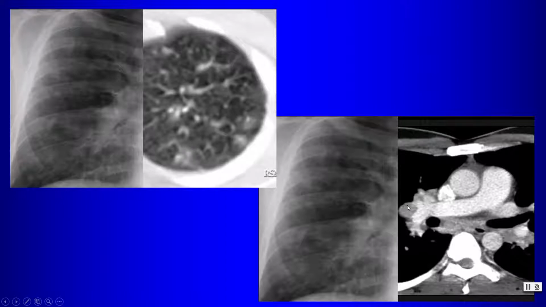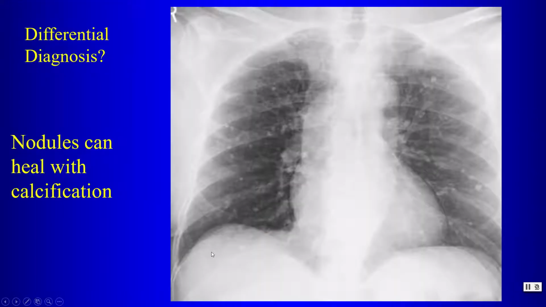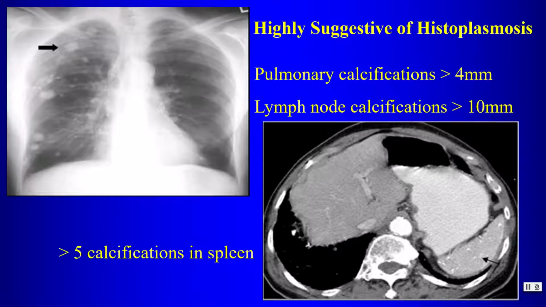This patient also had some lymphadenopathy. You can see bilateral hilar and some subcarinal lymphadenopathy in this case. And then when it heals, it might heal with calcifications. So we might see these multiple calcifications throughout the lung. In an earlier talk, we discussed the differential diagnosis for calcified lesions that might occur throughout the lungs.